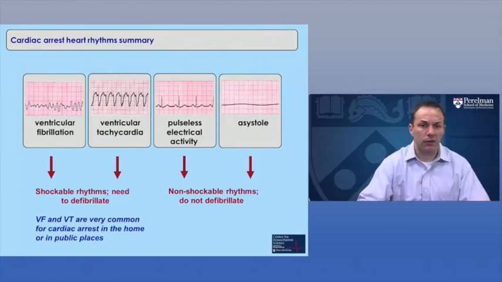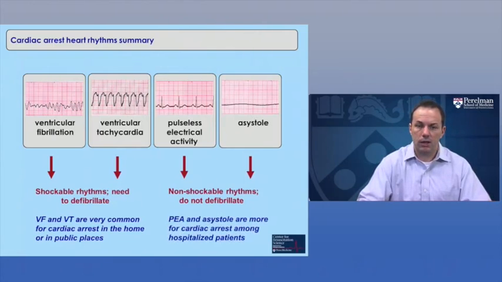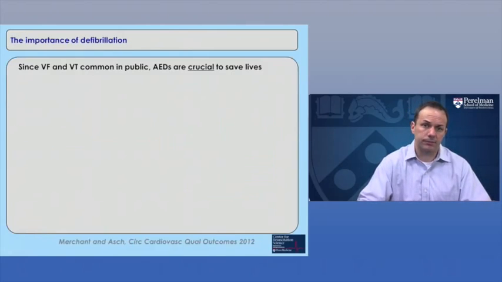Now it turns out VF and VT are very common for cardiac arrests that occur in the home or in public places. So that's why defibrillators are that important, because many patients who collapse suddenly are in either VFib or VTach, I should say ventricular fibrillation or ventricular tachycardia. That's the reason for placing defibrillators in public places. In contrast, PEA and asystole are less common in the public sphere, but much more common among hospitalized patients. So if someone collapses in the hospital, they may have PEA or asystole, and that's more typical, and a defibrillator is less helpful when used in the hospital setting.